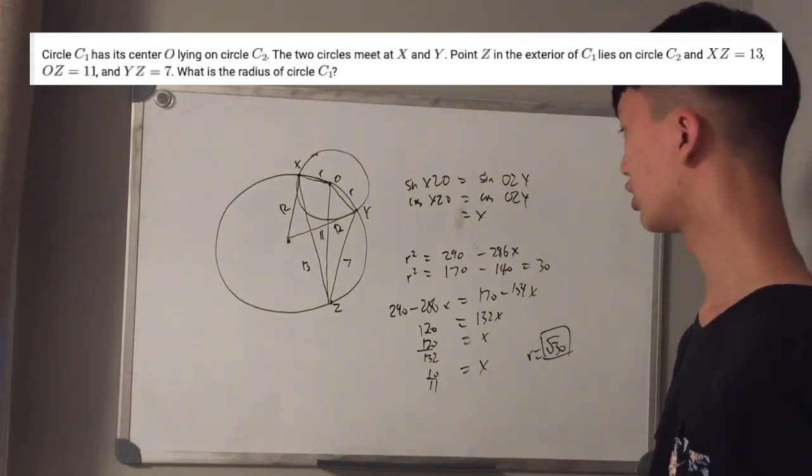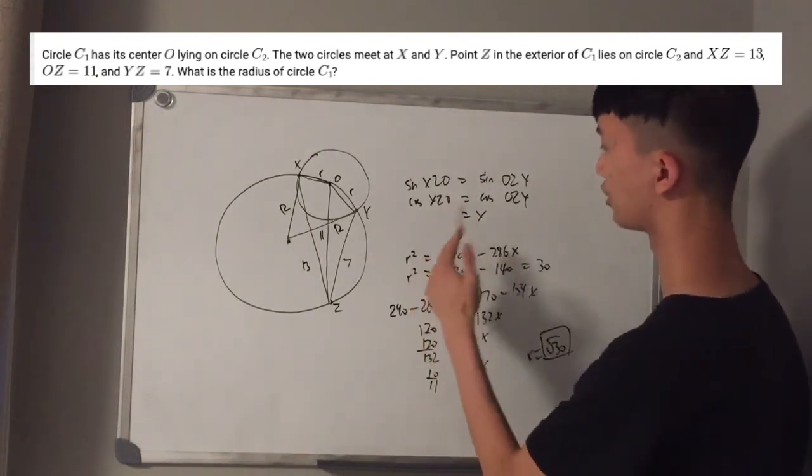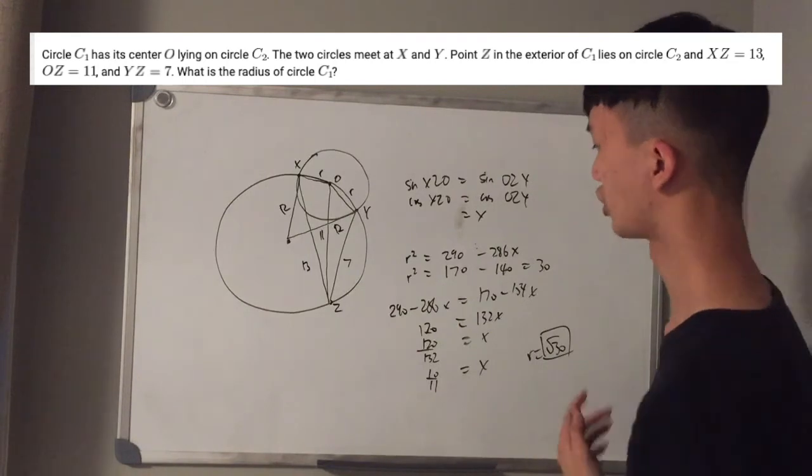Now, using sine law, we are able to determine that the cosine of XZO is equal to the cosine of OZY, which allows us to solve this problem.